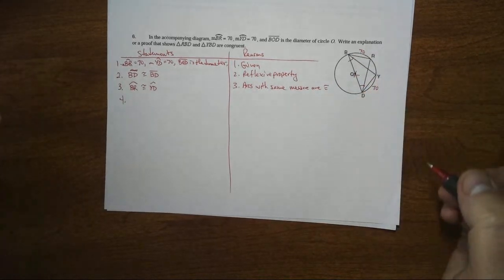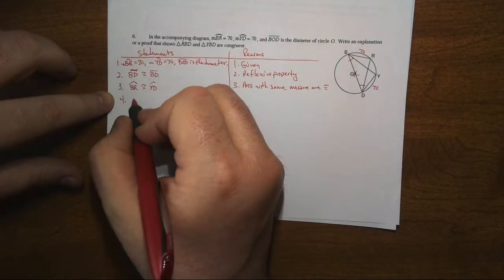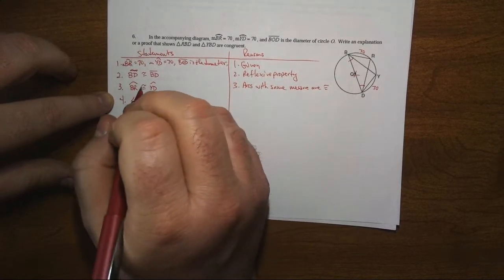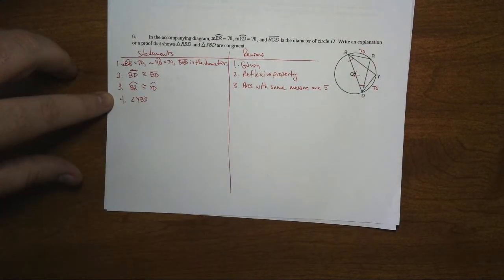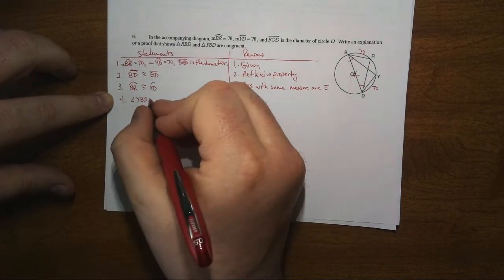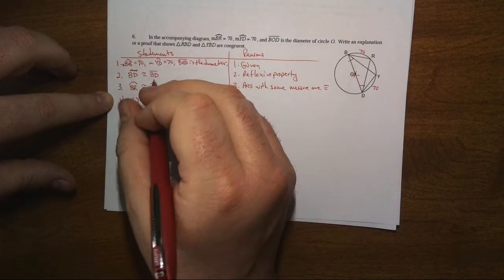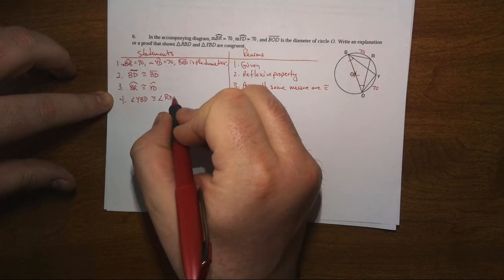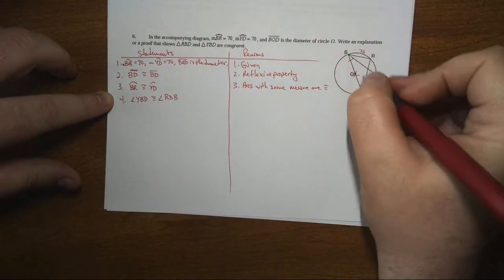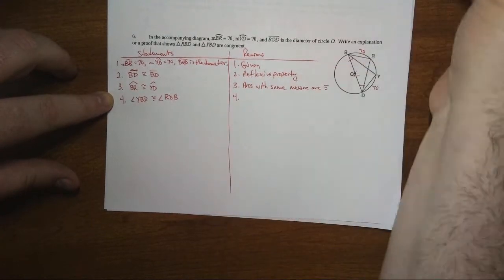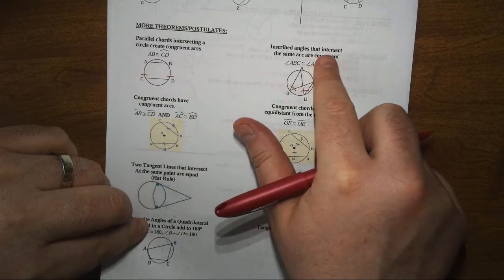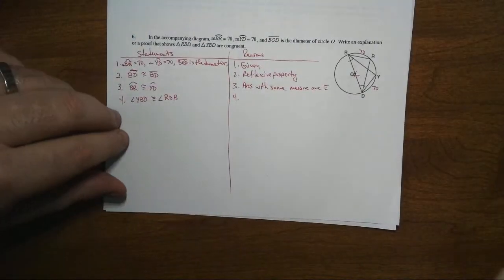the same. Okay, so angle YBD is going to be congruent to angle RDB. And these are the two inscribed angles. Remember what we said before, right? Bringing it back. Inscribed angles that intersect the same arc are congruent.